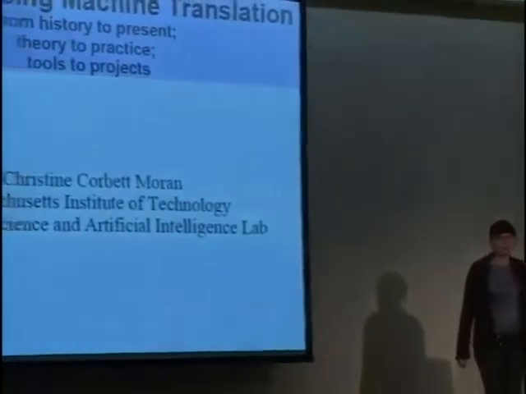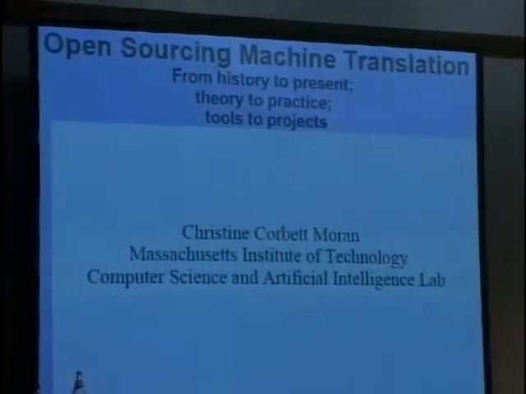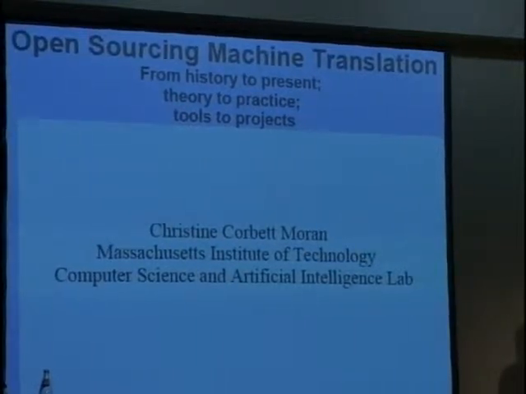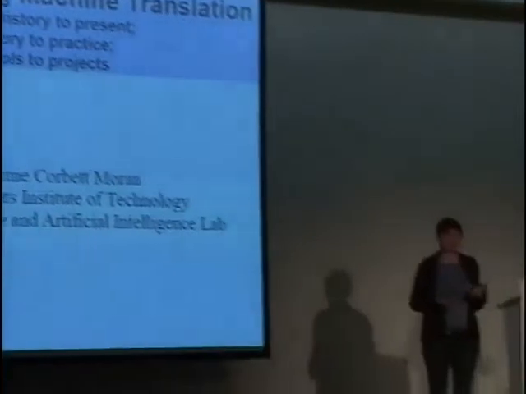So I'm Christine Corbett-Moran. I'm from MIT in the US, and I work in the computer science and artificial intelligence lab there. And today I'm going to talk to you about open sourcing machine translation. I'm going to give you a little bit of history of the machine translation movement, tell you where we've been, some different approaches, and I'm specifically going to focus on statistical machine translation and present an open source toolkit that's available now on SourceForge for statistical machine translation called Moses.